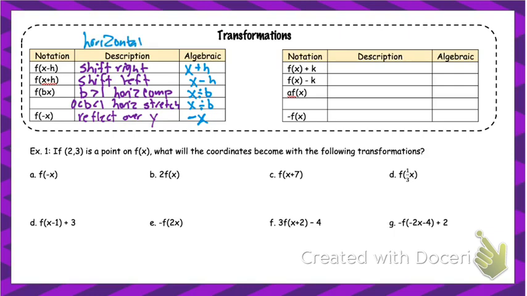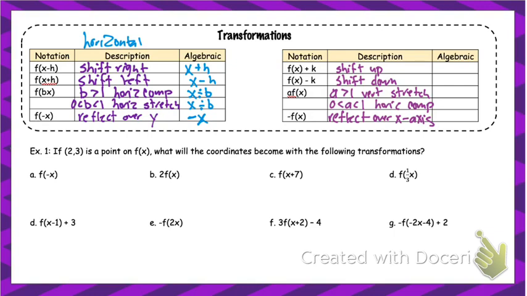The chart on the right, that is all of our vertical transformations. So f of x plus k, that's going to be a shift up. F of x minus k is going to be a shift down. If a is greater than 1 and it's multiplied, that is a vertical stretch. And if a is between 0 and 1, that is a vertical compression. That negative out in front would change it vertically, which would reflect it over the x-axis.